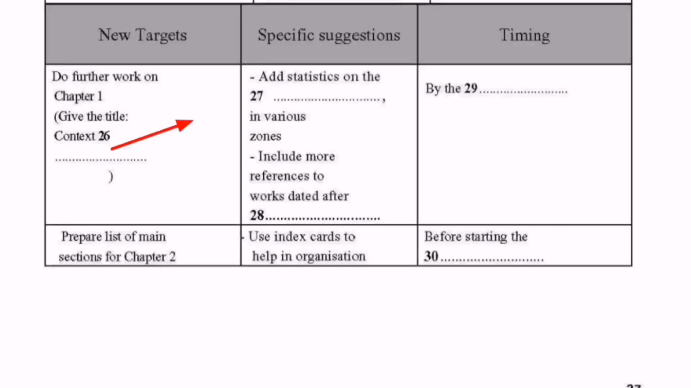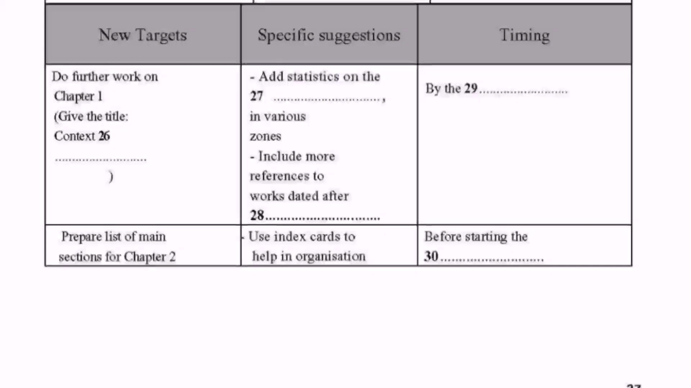Question number 26. Give title, context, and then blank. It means that we have to find the title of anything, and the keyword is give title. Question number 27. Add statistics on the blank in various zones. So our answer will be the word which is spoken immediately after the word on.